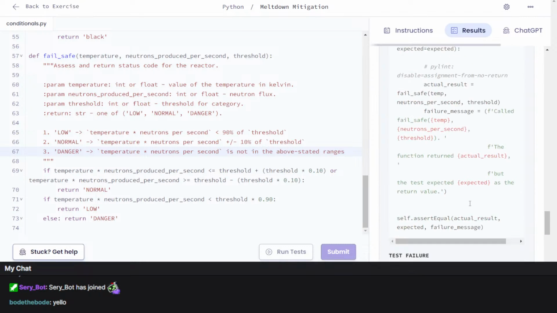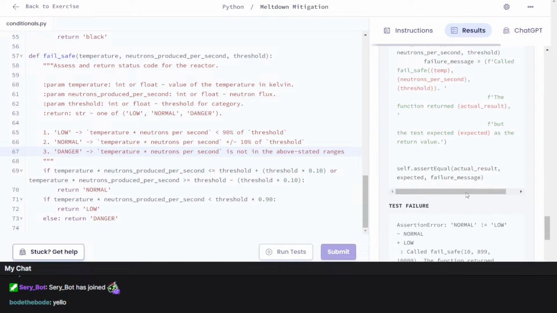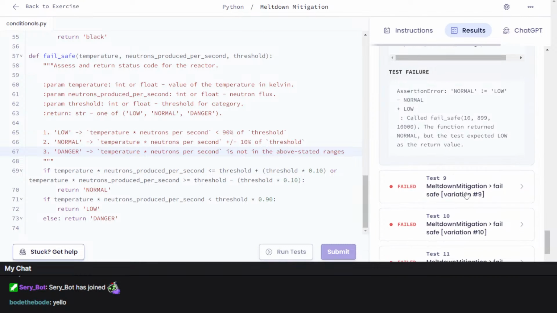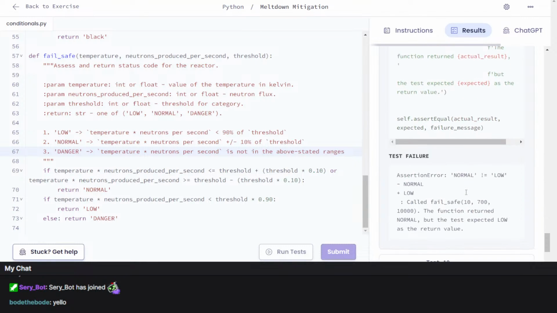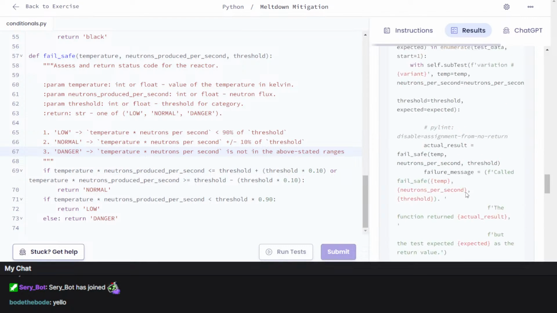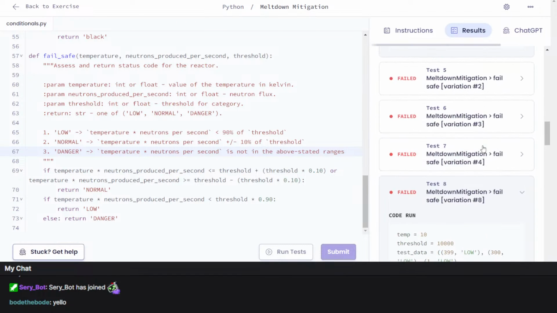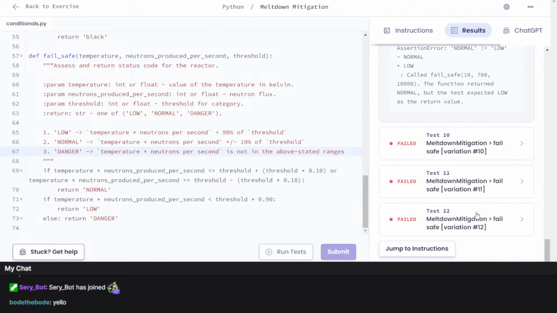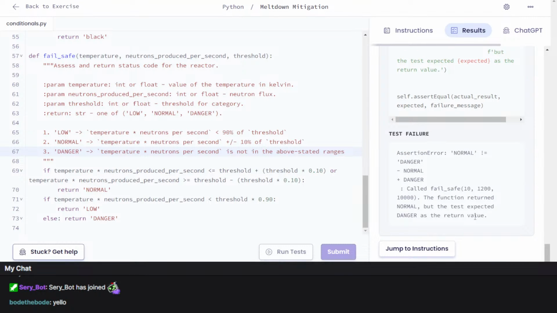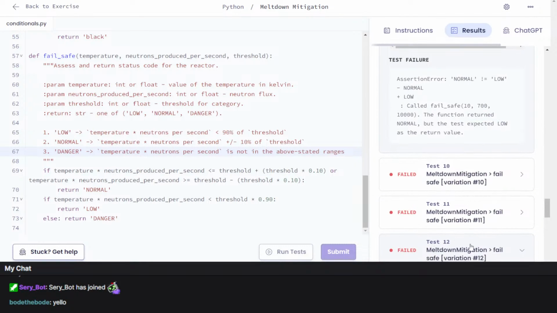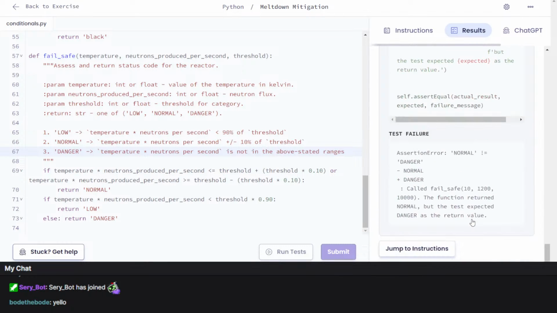What are these all supposed to return? What is this one supposed to return? Low. Oh! Okay, I see. This one is supposed to return low? Oh, this one returns danger. But it probably... Mine returns normal. Does that mean my math's wrong?